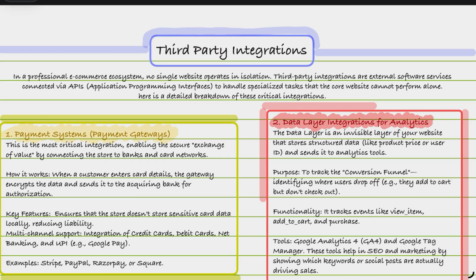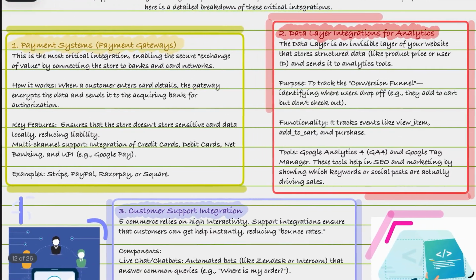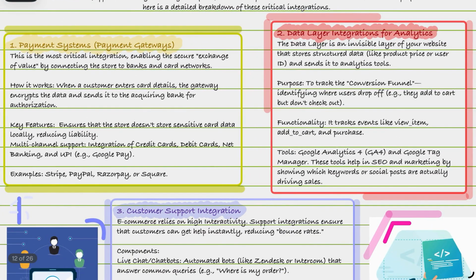That is how an API works, and it handles all the specialized tasks that the core website cannot perform alone. So there are a few of the tasks we'll discuss in detail. First is the payment system. This is the most critical integration that enables a secure exchange of value without any problem. It is connecting the store to banks and the card networks.